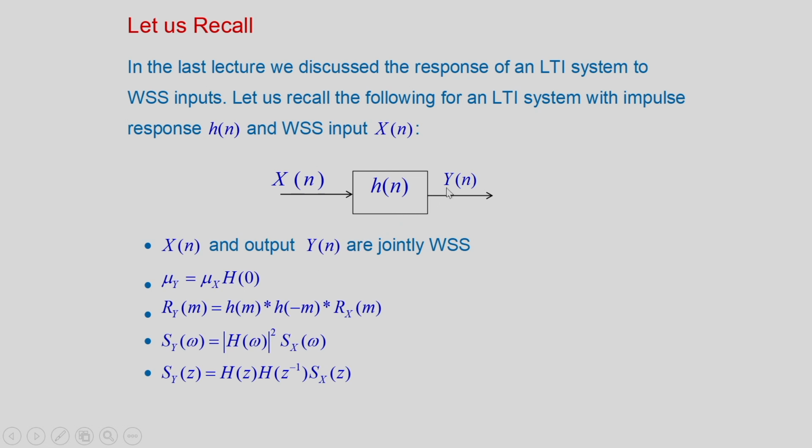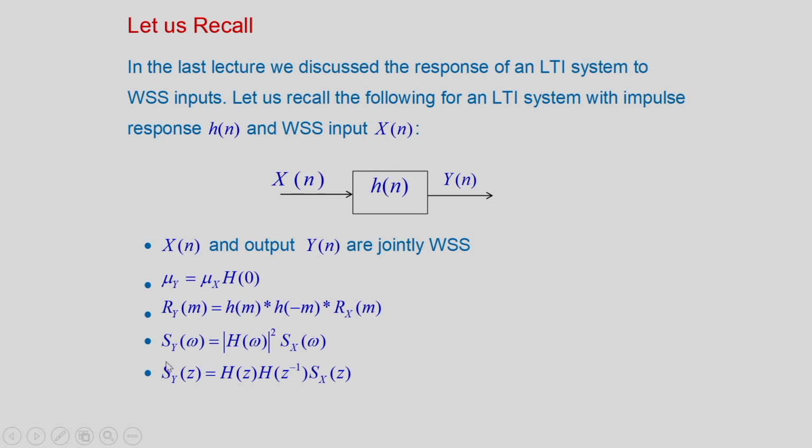And the output autocorrelation function Rym is convolution of Hm, H minus m and Rx of m. So, that way Rym is a function of m only, and Yn is a WSS process. The power spectrum of Yn, that is Sy omega, is given by mod of H omega square into Sx omega. Input power spectrum and output power spectrum are related by this transfer function. This is the power transfer function.